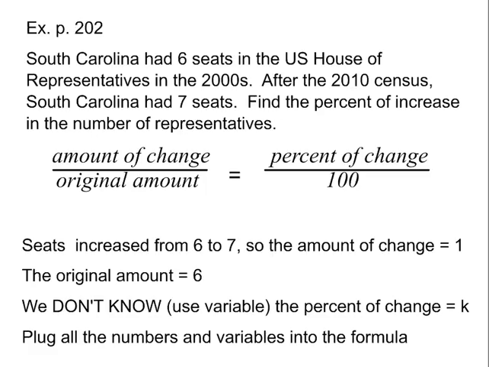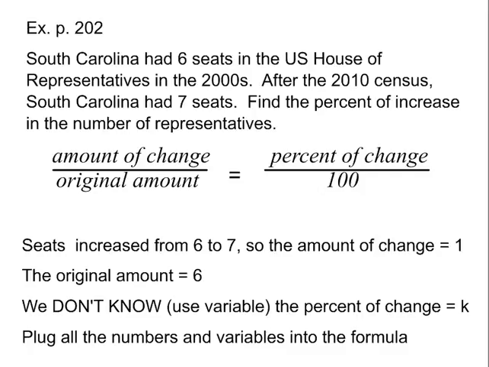Okay, the best way to show you how to do one of these problems is just to do one together. This example comes from page 202 in our textbooks. South Carolina had 6 seats in the U.S. House of Representatives in the 2000s. After the 2010 census, South Carolina had 7 seats. Find the percent of increase in the number of representatives. Well, first of all, we know it's an increase because they tell us right here.